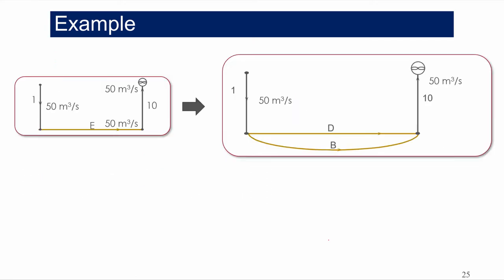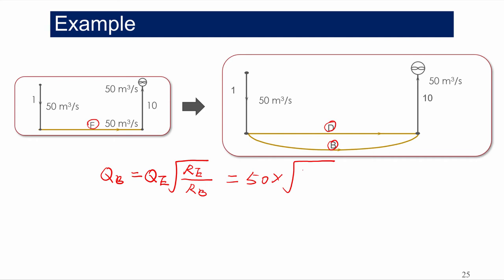Keep moving backward, we have airway E. It is equivalent to airway D and airway B. So the total airflow quantity to airways D and B, the sum, is 50. Now we need to use the quantity divider rule. QB equals QE times square root of RE divided by RB, equals 50 times square root of 0.069 divided by 0.42, equals 20.27 cubic meters per second.